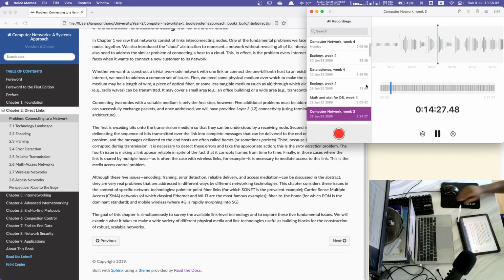So the first issue is how to transmit a data packet from one computer to another. The issue is first encoding the data bits before transmitting to the receiver side. This is the first issue. Second is delineating the sequence of bits transmitted over the link into a complete message that can be delivered to the end node. First encode, then transmit the complete encoded data bits to the receiving side without missing any pattern or any originality of the data. They have to transmit correctly.